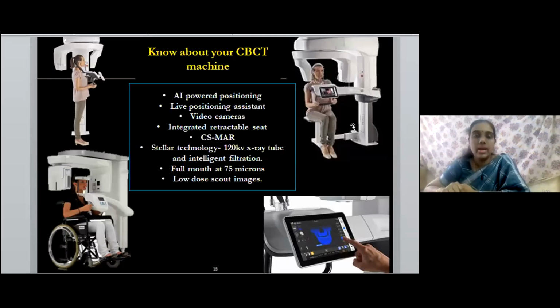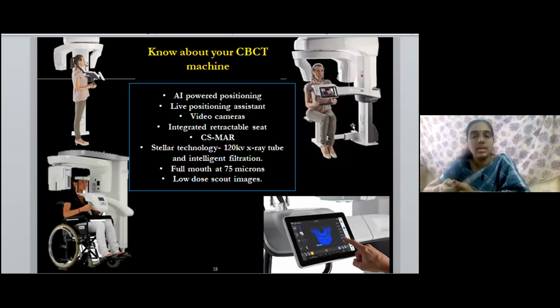You also have live positioning assistance, because once you set the patient and you come out and expose the patient, you will know whether the patient is moving or not, and you can talk to your patient: don't move, or keep your tongue to the palate, or any of these instructions. You have video cameras and an integrated retractable seat.